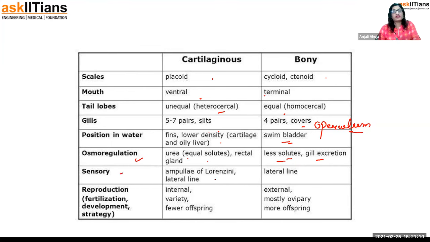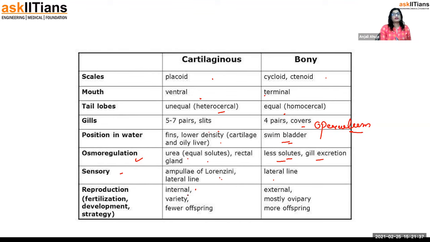Okay, so sensory organs are the ampulla of Lorenzini and the lateral line system. Lateral line, I have told you that throughout the body, a sensory system is present, which is sensing the flow of the water, speed of the water. Ampulla of Lorenzini is present near the head region in the cartilaginous fishes, which is actually a thermoreceptor organ, which senses the temperature. So just a little section and area present on the upper region, that's it. Ampulla of Lorenzini is just a name of the area.